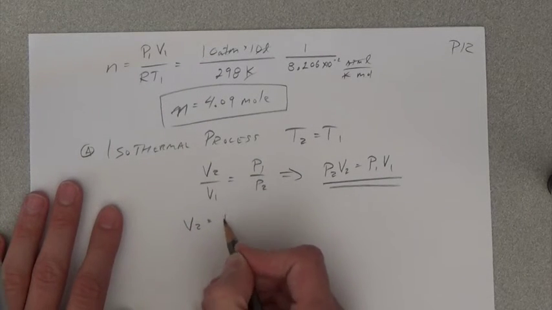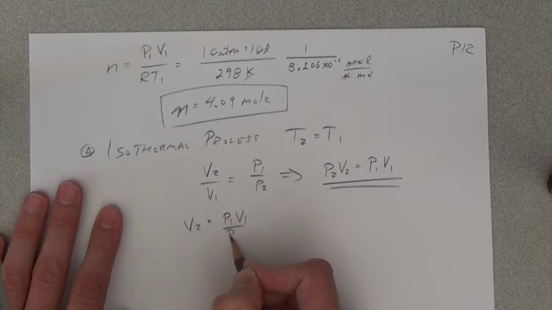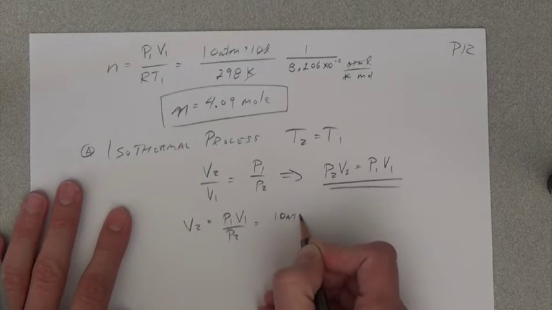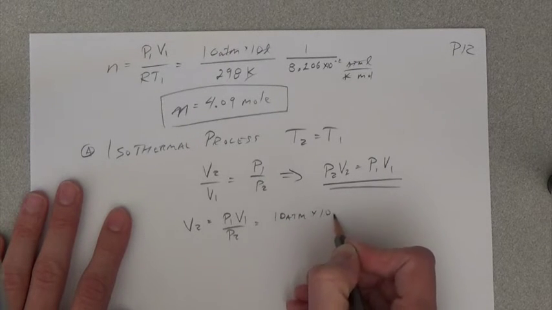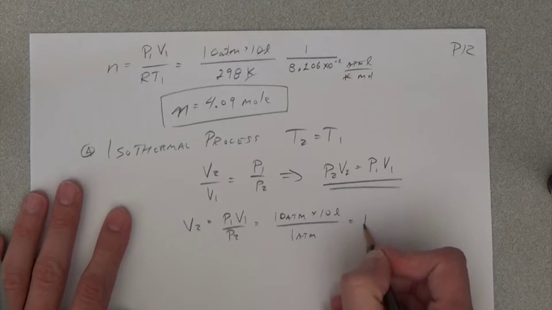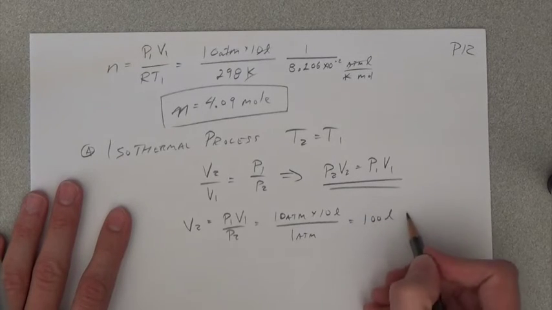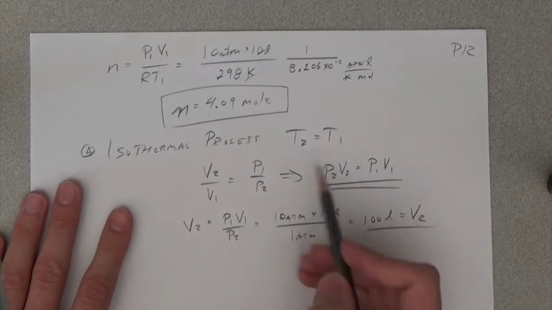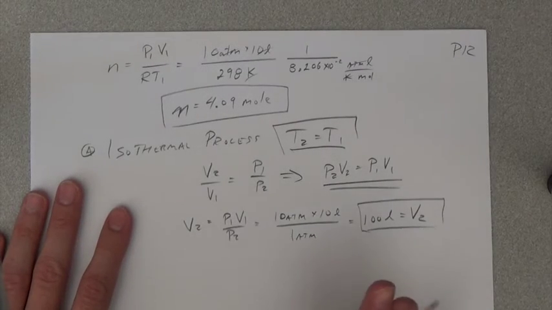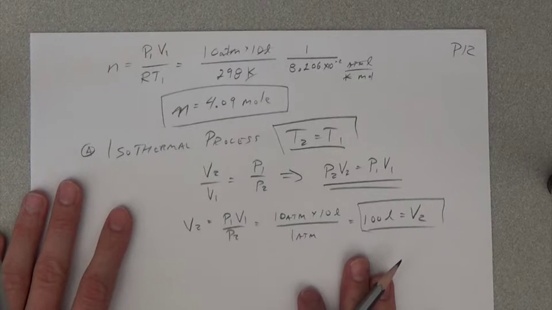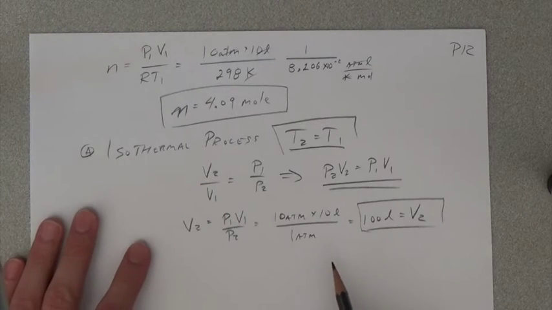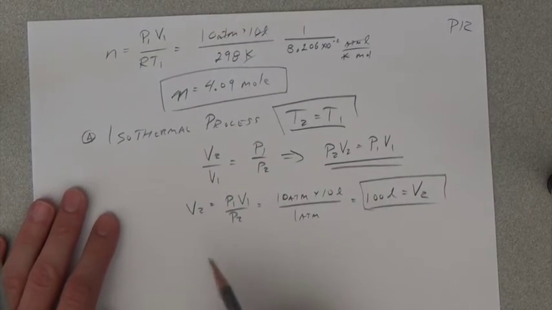V2 is equal to P1 V1 over P2, which is 10 atmosphere times 10 liters over 1 atmosphere, equal to 100 liters. So we found the temperature and the volume of our system, and from that we want to get the work done and the heat absorbed, and they're the same, right?